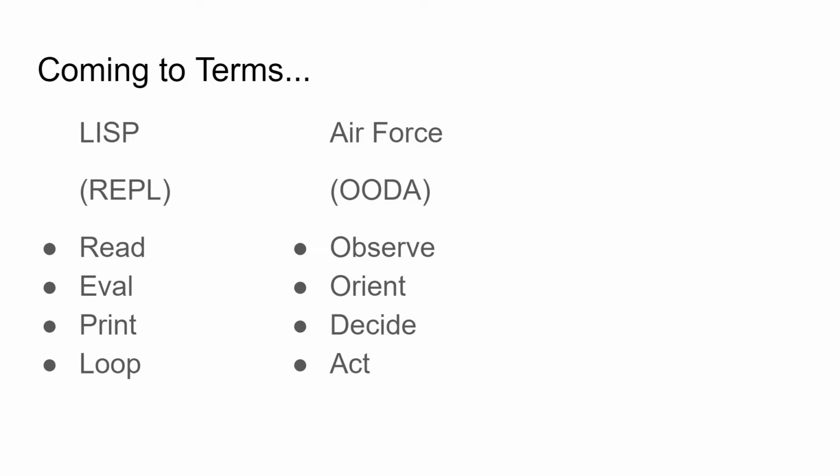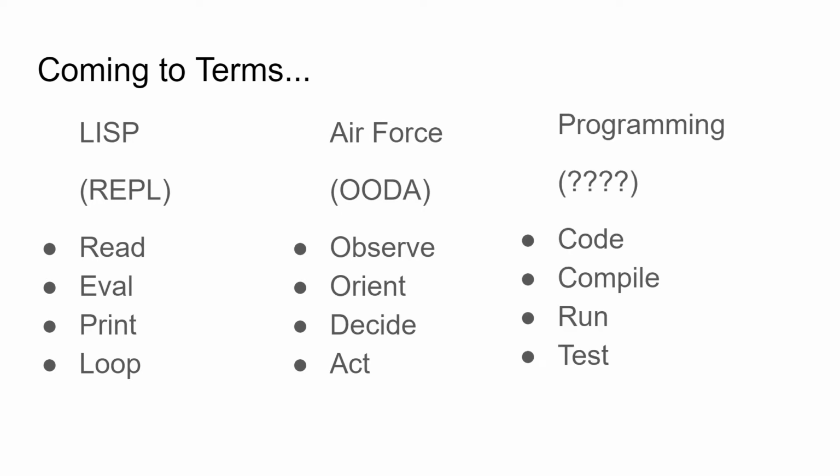The Air Force has its own version, the OODA loop: observe, orient, decide, act. I don't know much more about that, so I'm not going to go any further. But for programming, we have the code, compile, run, test loop, in which I code something, I compile it, I run it, I see if it worked, and it almost always doesn't work perfectly. So I have to go back and code, then compile, then run, then test. And I think anyone who's done any code knows what this is like.